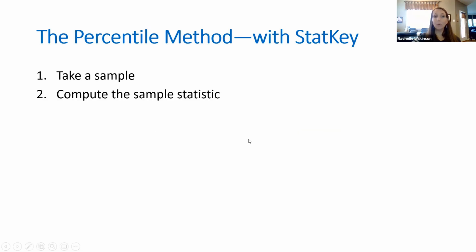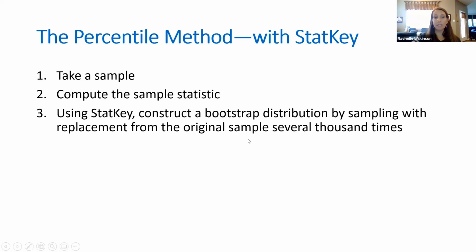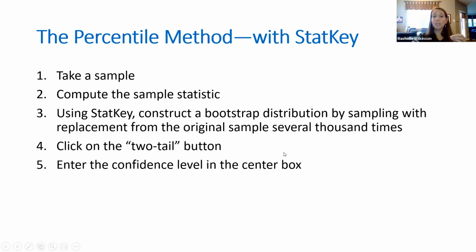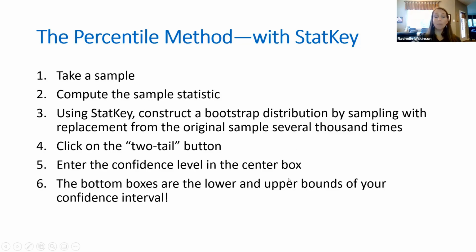We're going to take a sample, compute the sample statistic, and use StatKey to construct a Bootstrap distribution by sampling with replacement from the original sample several thousand times. Then in StatKey, we click on the two-tail button. Once we click that button, we can enter our confidence level in the center box, and the bottom boxes are the lower and upper bounds of the confidence interval. So there's actually no computation involved. Let's look at doing that for this data set.